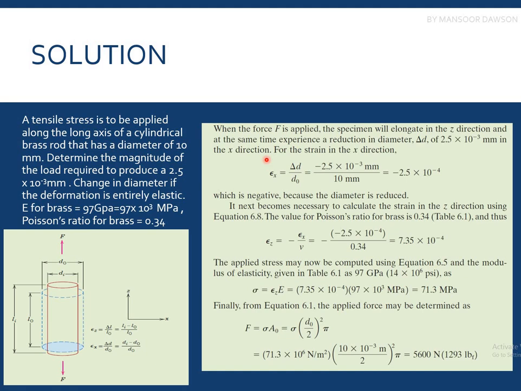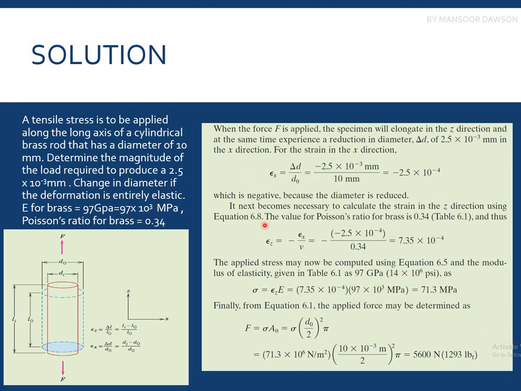So let's find the strain in the x direction, that is the original diameter is 10 millimeters and the change in diameter is 2.5 micrometers. And why is there a negative sign? Because the diameter is reduced. The final diameter is reduced and the initial diameter was much larger, so there would be a minus sign over here.